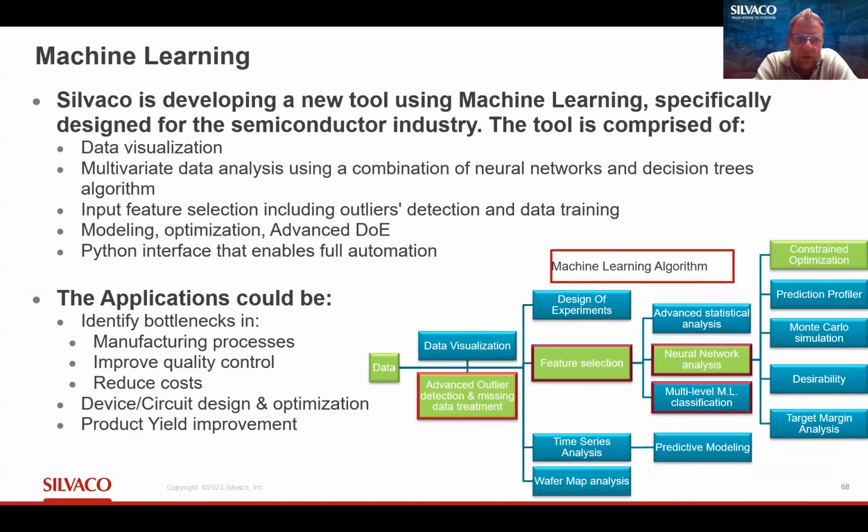And then at Silvaco, we're also developing a new tool with extensive use of machine learning techniques and AI, specifically designed for the semiconductor industry. I don't want to spend too much time on that. We can all read that, but this is basically a tool where you can do multiple things. Of course, you can visualize data, and do multivariate data analysis using a combination of neural network and decision tree algorithms. You can also do feature selection, including outlier detection and data training. And you can do, obviously, because that's the purpose, modeling optimization and use advanced DOE, all wrapped into a Python interface to automate everything. Applications are numerous: identify bottlenecks in manufacturing processes, improve quality control, reduce cost, improve yield, et cetera.